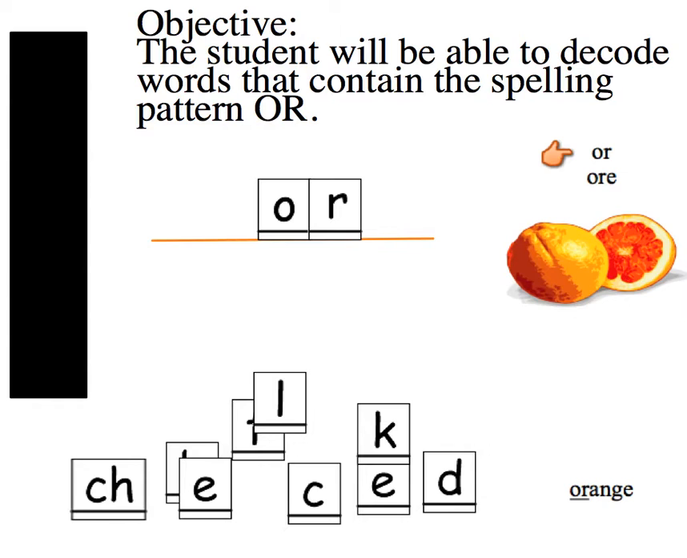We have OR says or, like orange. ORE says or. Usually ORE is at the end of a word. OR can be at the end of a word too, but that's where you'll find that one. OR says or, like orange.